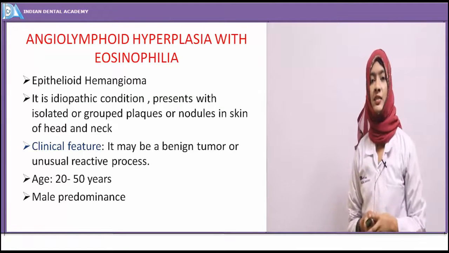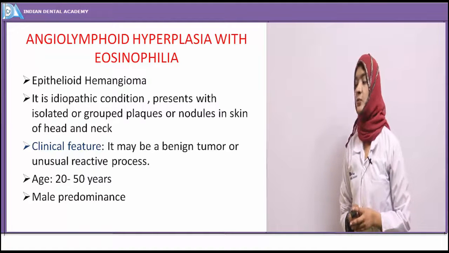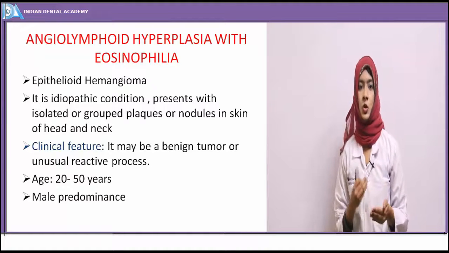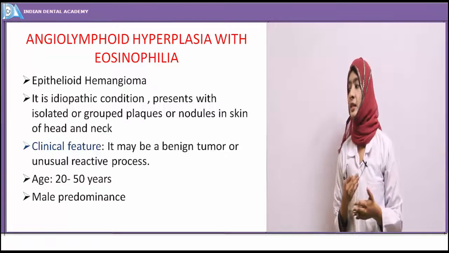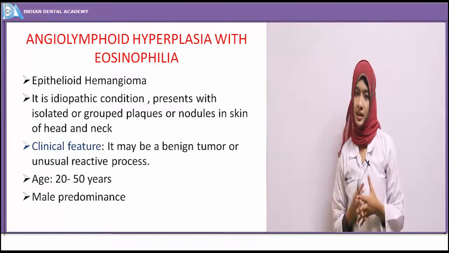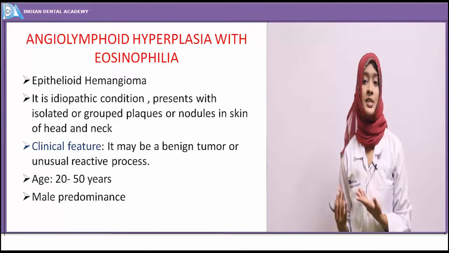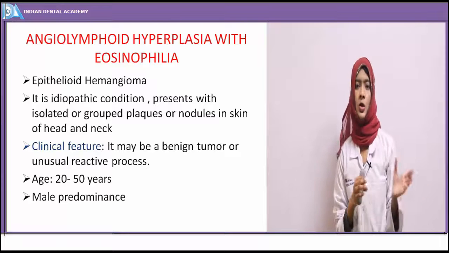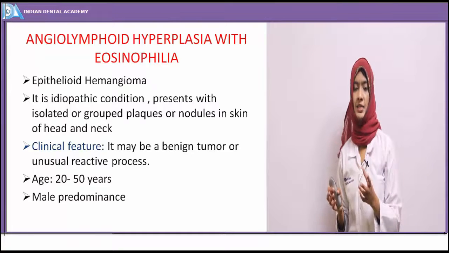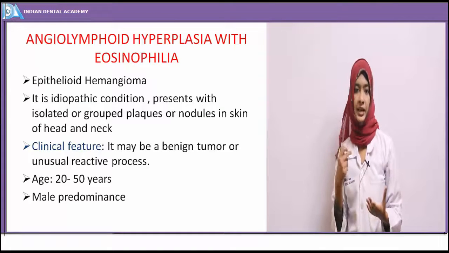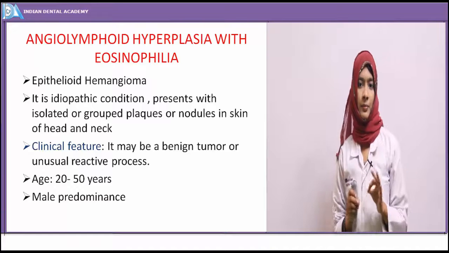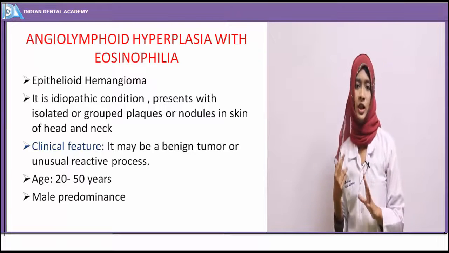Angiolymphoid hyperplasia with eosinophilia is also known as epithelioid hemangioma. It is an idiopathic condition. It presents as isolated or grouped nodules or plaques, most commonly in the region of the head and neck, particularly the preauricular region.